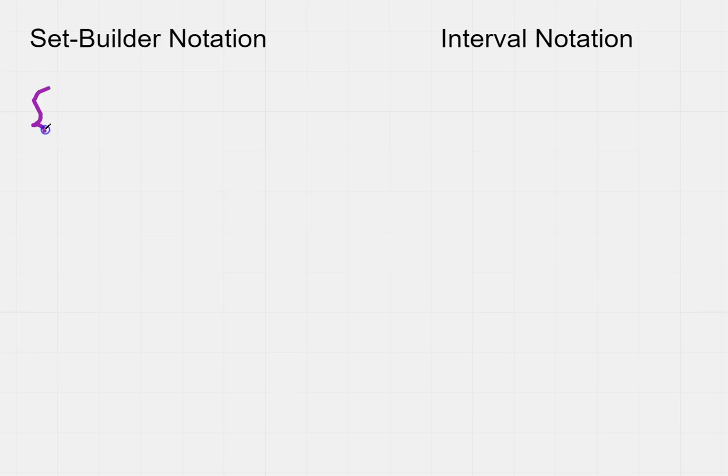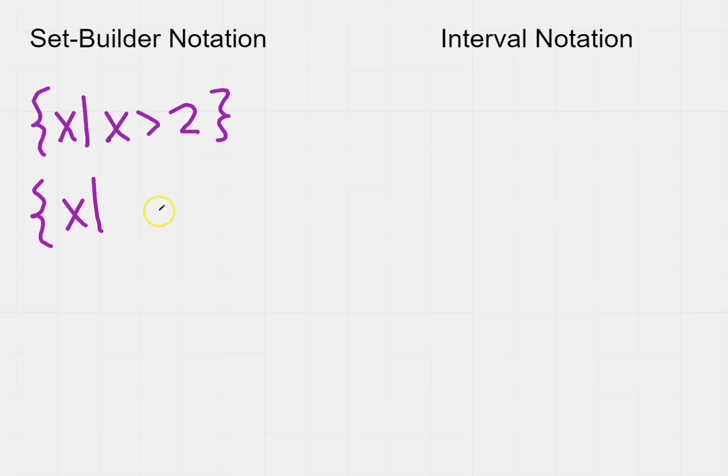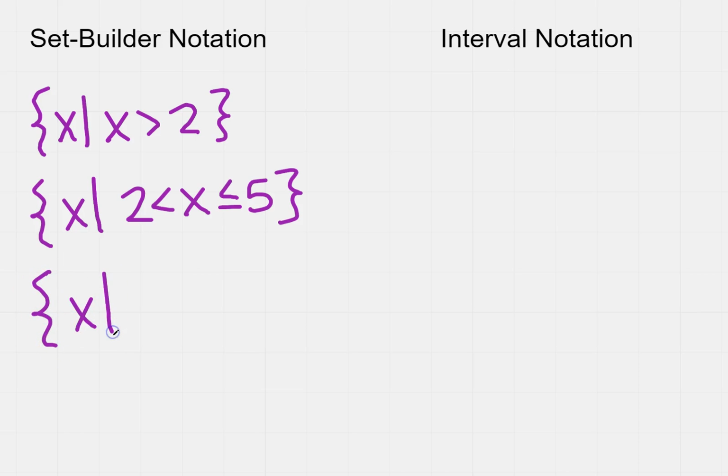So if you recall, that means you have braces, you have x such that, and then you have a statement on the right side like x is greater than 2. You could also have something like x such that 2 is less than x is less than or equal to 5. So x would be between 2 and 5. Another possibility, just so that we can have some examples to use for interval notation, would be x such that x is less than or equal to 7. So as long as it's got the braces around it and it's got that x and a bar, that's set builder notation. So what in the world is interval notation?